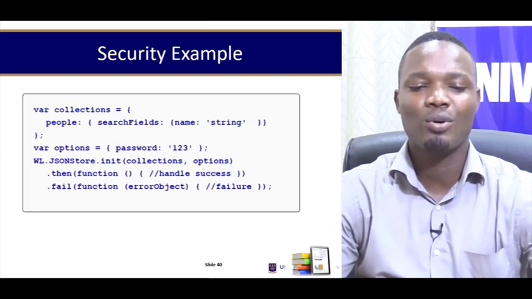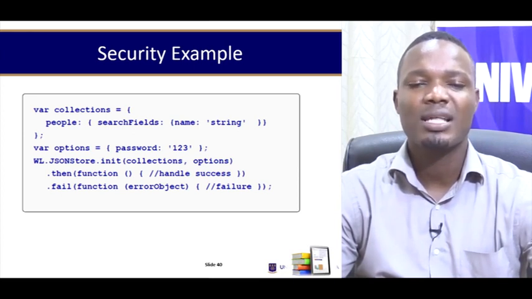Here is an example of how we would use a password on our collection. Here, the options variable or object is passed the password, and here our password is 123. So in creating or initializing our store, we pass that option to it. Then we handle when it's successful or when it fails.